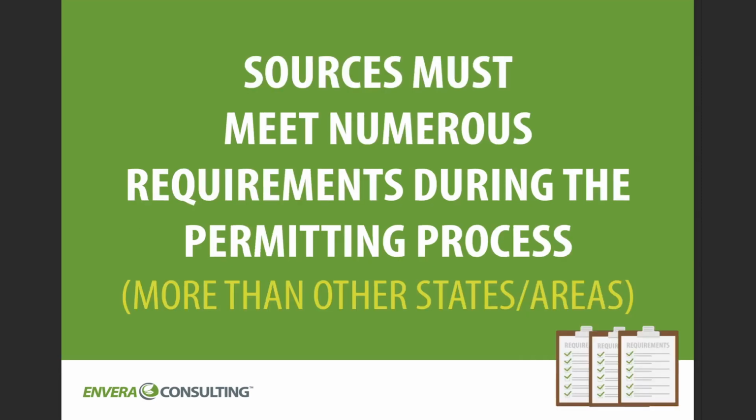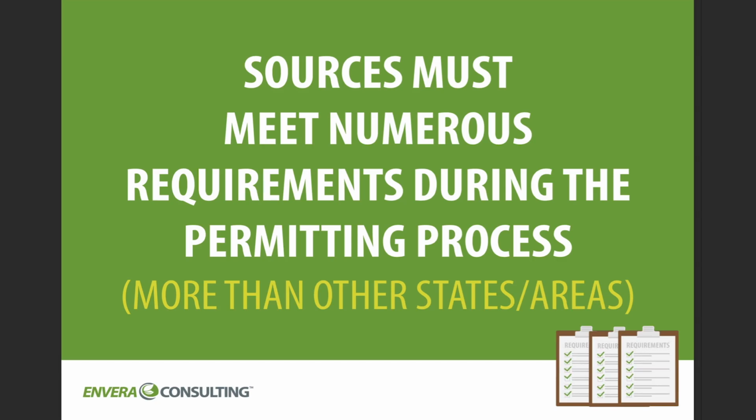Now, because of the air here, the permitting requirements and the rules and regulations of the AQMD tend to be really stringent. And that's because the goal of the agency is to clean up the ambient air around Southern California. And as you can imagine, that's not an easy task. Sources must meet numerous requirements during the permitting process. And that's simply because the stringency of the air quality regulation here tends to be more than other states.